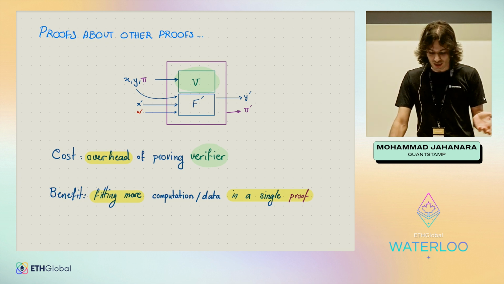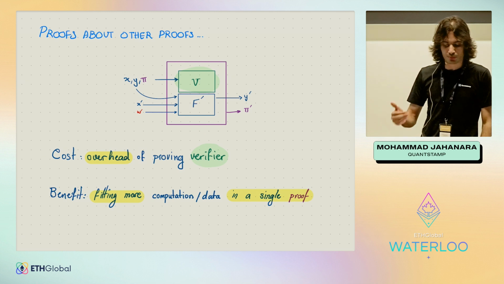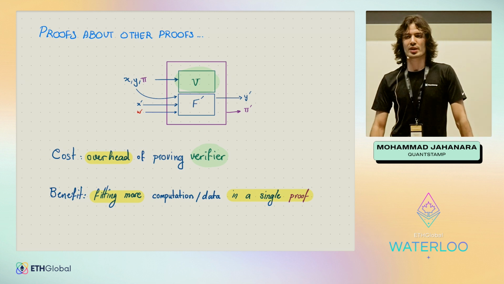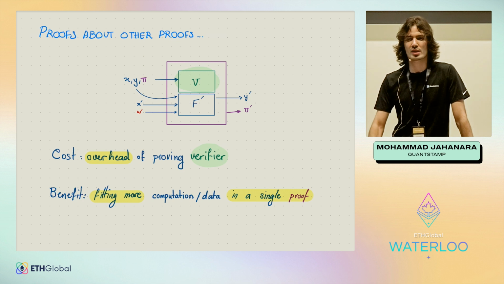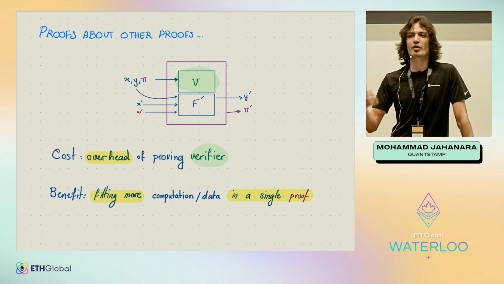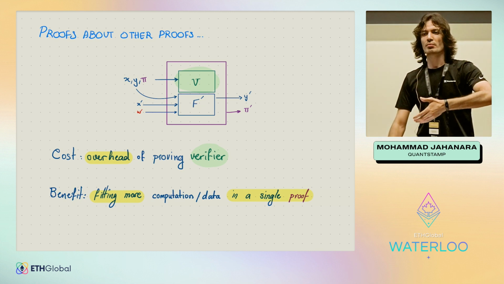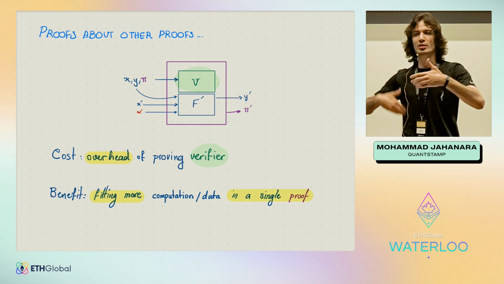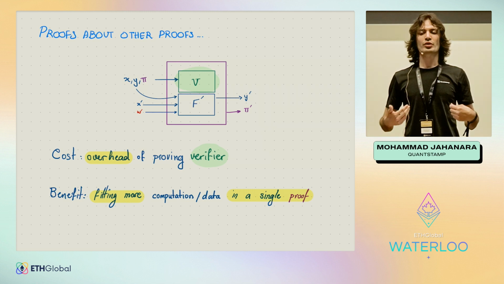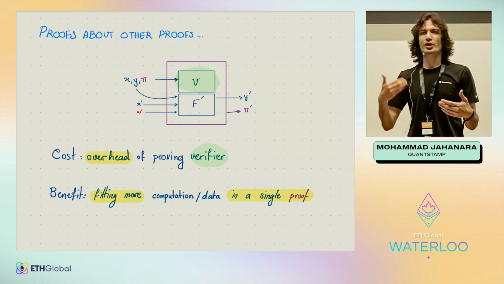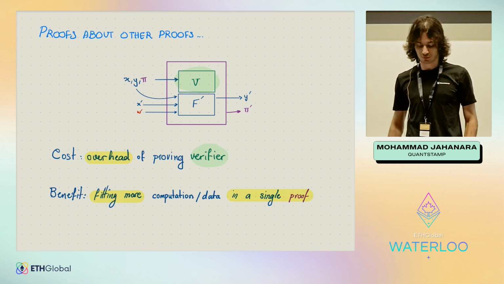And what is the overhead? Okay, we want to put more computation and data inside a proof. But what is the cost that we are paying? The cost is the overhead of executing these verifiers. Each time we want to pass along a proof from someone to someone else and add more stuff to it, we have to incur the overhead of verification of what has been done so far.